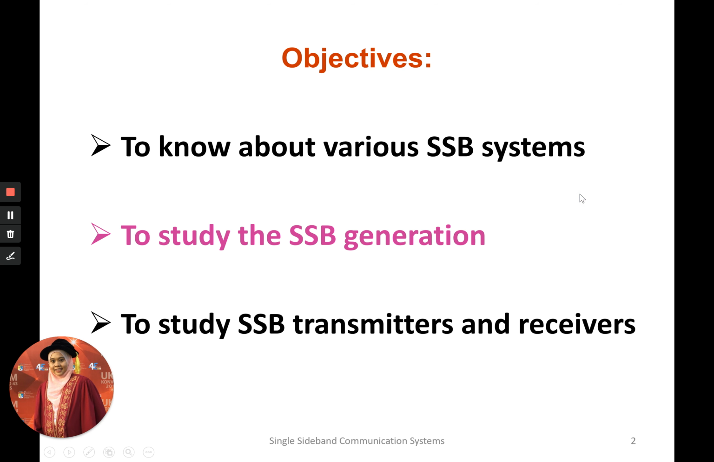Okay, so the objectives of this chapter: you will learn about the types of SSB system and how to generate the single sideband signals, as well as the electronic components that we can use to develop the SSB transmitters or receivers.